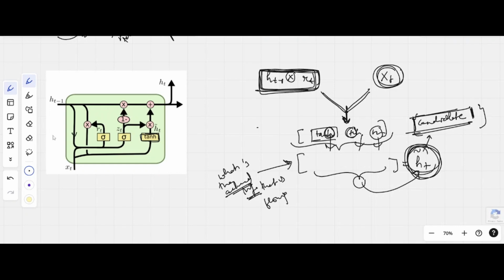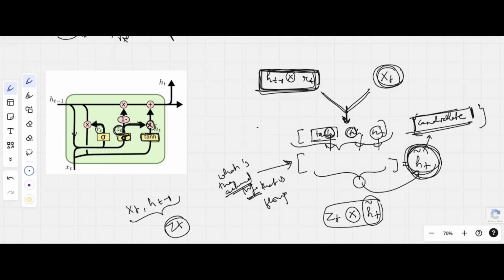Just like we find out what RT is, in the same way we are taking XT and we are taking HT minus 1 and we are calculating ZT through our sigmoid neural network layer. Okay. Now from this ZT, if we do pointwise multiplication of ZT with HT tilde, what we will get is the information that we think should be added to our hidden state.